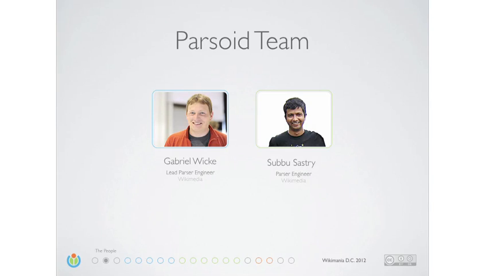So the seven of us work on the visual editor proper, and there's two people that work on a project called Parsoid, a new parser for Wikitext that is instrumental in making the editor. These are Gabriel and Subbu, and they could also not make it out here, unfortunately.